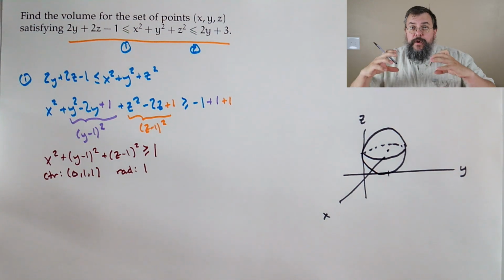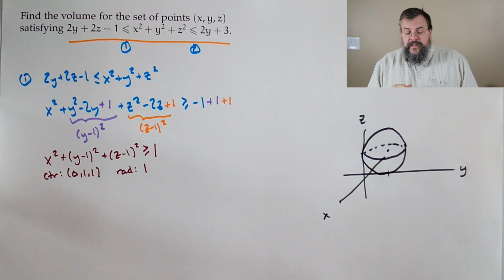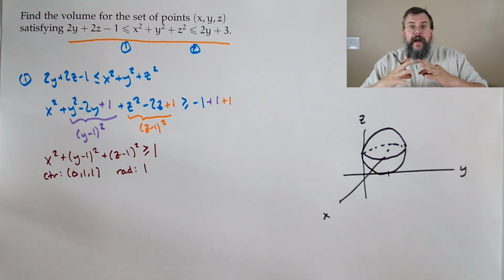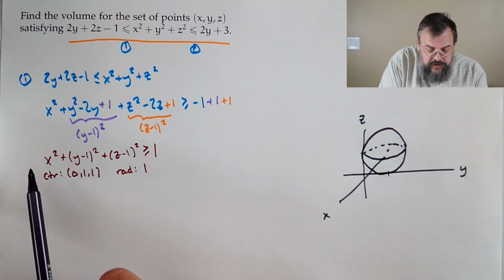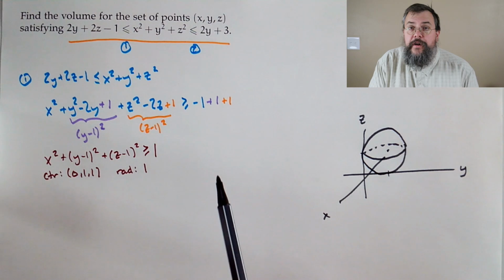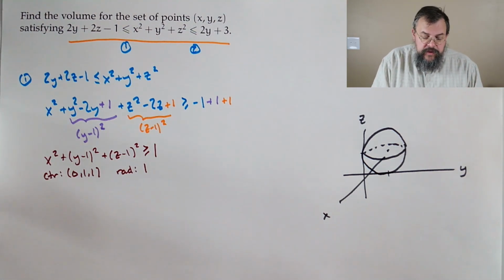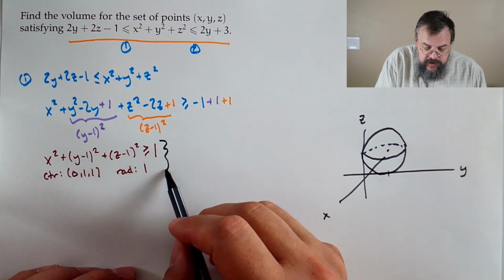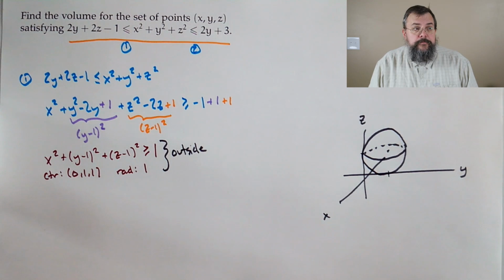The question is, what do we want? Because there's an inequality. Do we want what's inside or what's outside? The answer is we want to be outside. You see, essentially what's happening, if you take the square root, we're saying the distance has to be more than 1 or equal to 1. So we want to be outside this sphere. Okay, so just keep that in mind. We want to be on the outside.